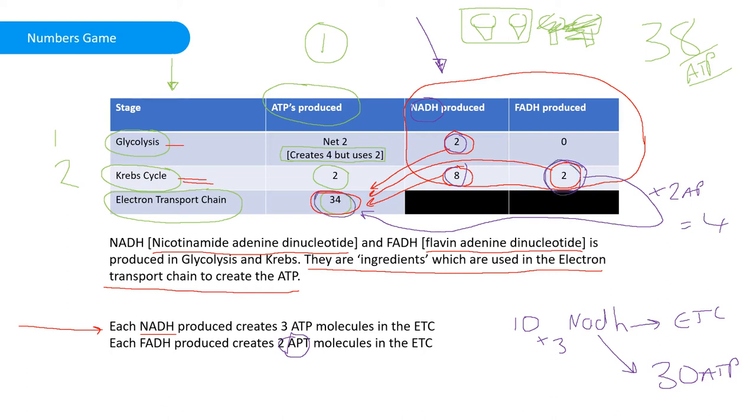This produces 4, this produces a total 30, so you get your 34 plus your 2 plus your 2 gives you a grand total of 38. That's the numbers involved. You may well have to repeat that little section again and again to try and figure out where the 38 ATP molecules come from in the total of cellular respiration. Hopefully that makes sense.